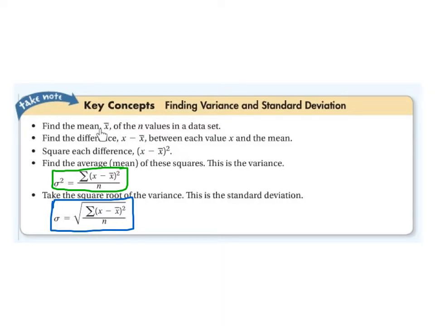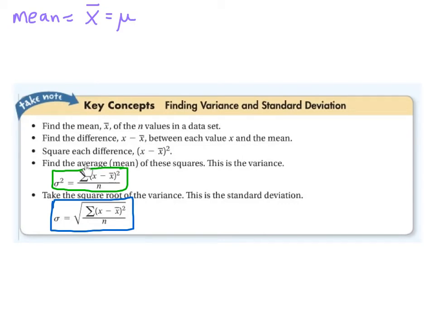You're going to start by finding the mean. Now the mean is not just represented with the word mean, it's also x with a bar over top, and this Greek letter mu. Mu is the symbol for the mean. You find the difference between each of the values in the data set and the mean. So you're finding the deviations, the differences between them. You take each of those differences and you square them.